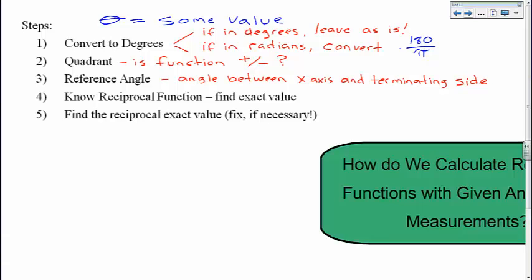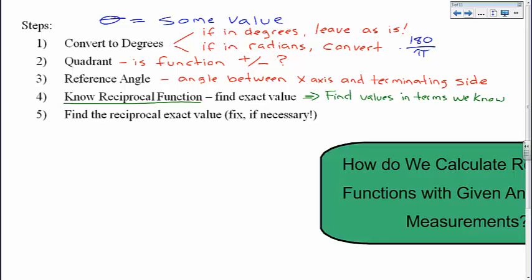In Step 4, you need to know the reciprocal of the function you're given. Why do you have to know this, you say? Well, remember we do not know how to find exact values for cosecant, secant, and cotangent. However, we do know how to find exact values for cosine, sine, and tangent. So, if we know what the reciprocals of our functions are, we can rewrite the problems in terms that we know and find the exact values in terms of the functions sine, cosine, and tangent.